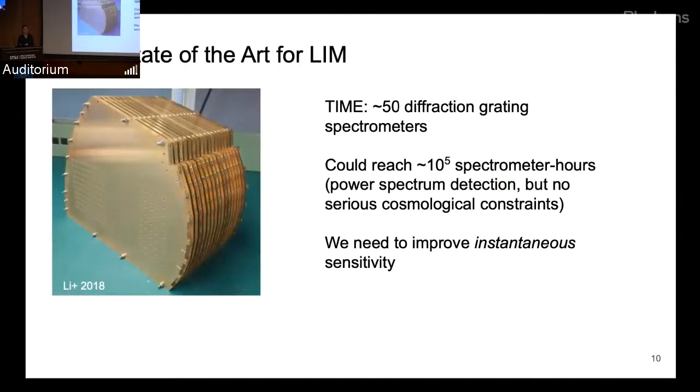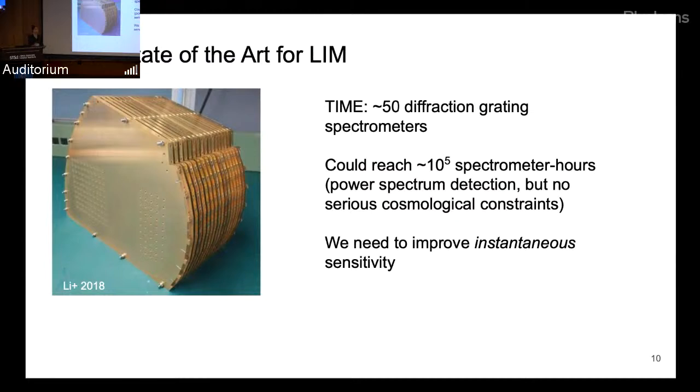So I wish I was the first person who thought about this, and this was my idea, and I was going to build a telescope and get it all, but I am not, and there are people working actively on this. The current state of the art for line intensity mapping is the experiment TIME. This is an experiment in Arizona, and you can see it pictured on the left. This is about 50 diffraction grating spectrometers. And this could reach about 10 to the 5 spectrometer hours, which is my way of parameterizing integration depth. To put that into context, this is giving you a power spectrum detection of these lines, but no serious cosmological constraints.